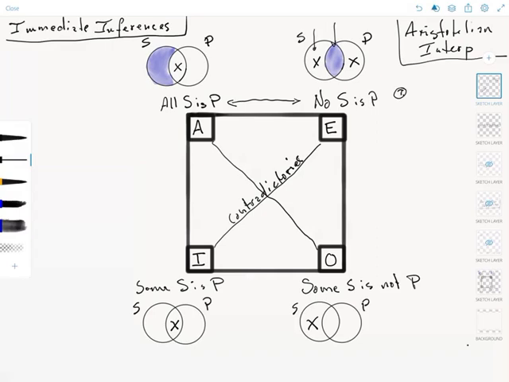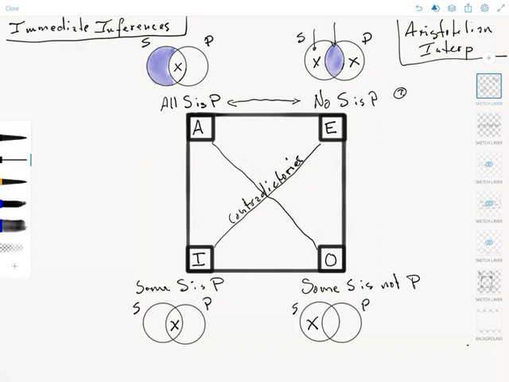Now, let me ask you this. Is it possible for both of these to be true? Well, we've just proved that it is not possible, because if A is true, the corresponding E has to be false. And if E is true, the corresponding A has to be false. So we've settled that question. But what about this question? Could they both be false?